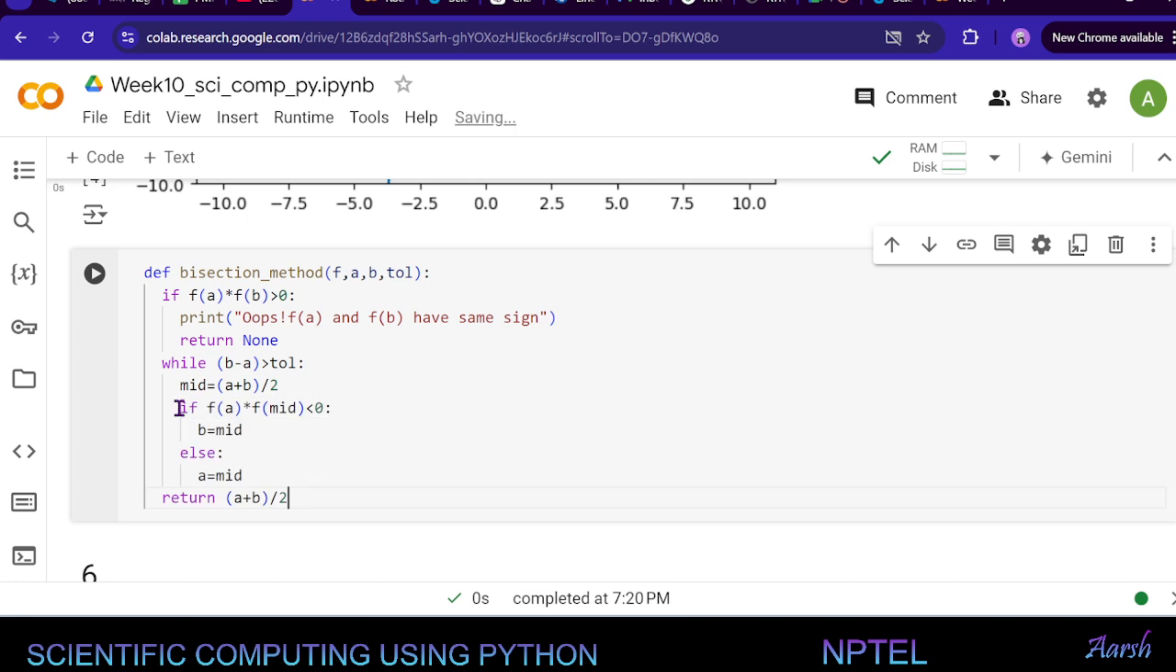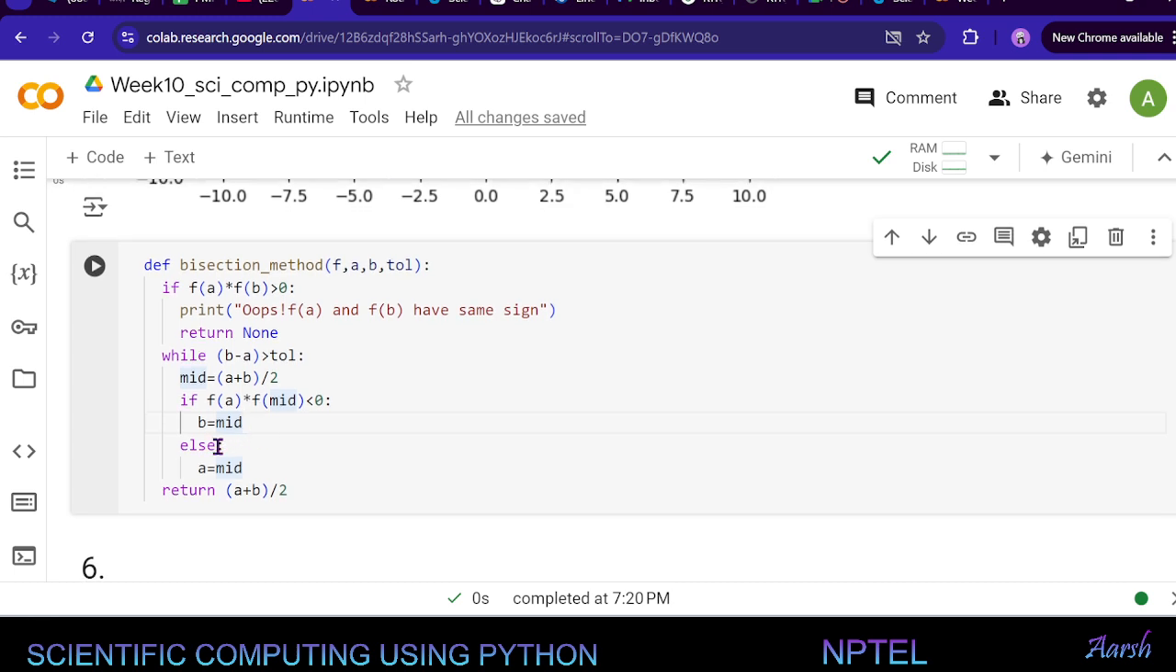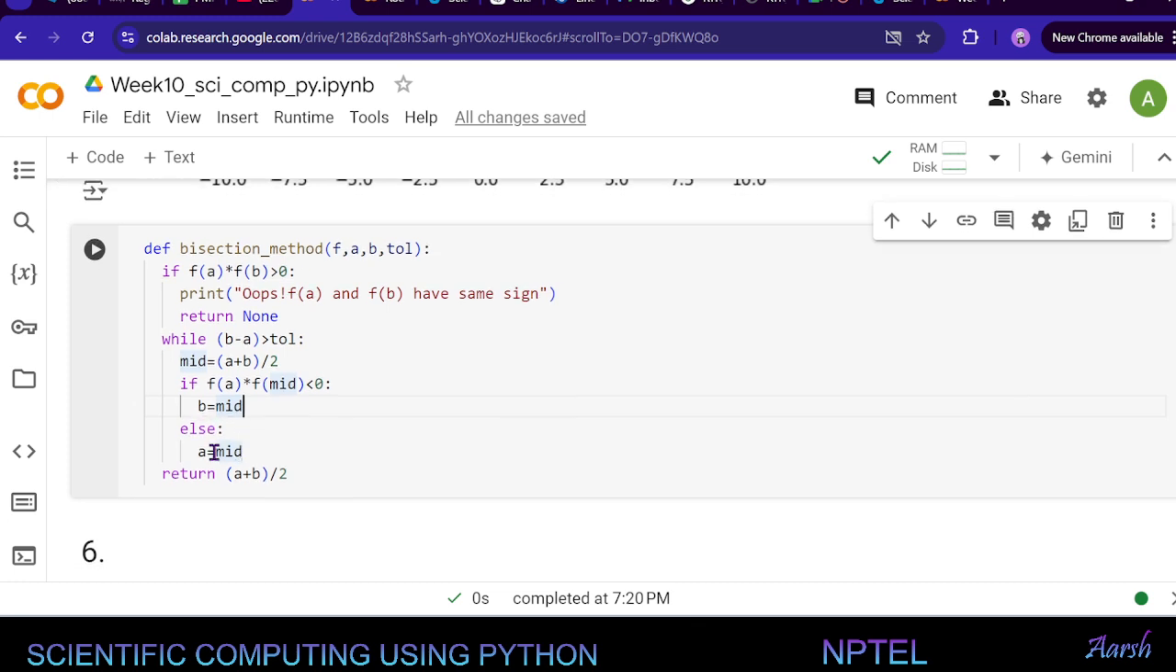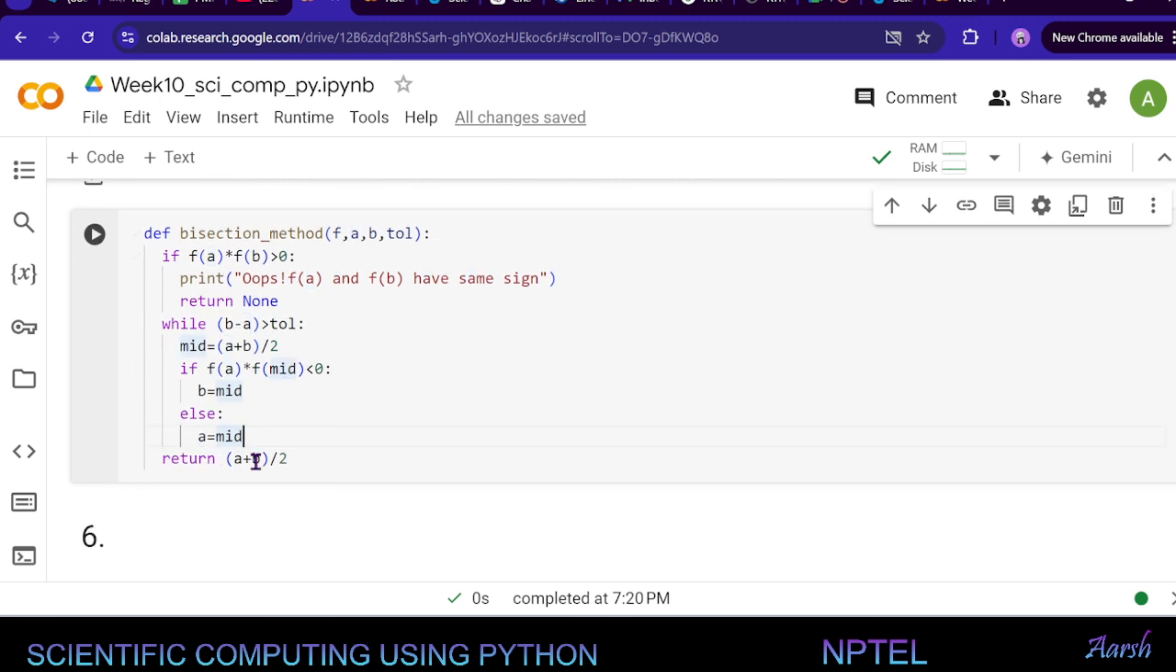Now we have to check which region the mid belongs to. So we first compute f of a times f of mid. If this is less than 0, then what it means is that mid is to the right and a is to the left. So we have to take a and mid as the next interval. So we change b to this mid value. And if that does not happen, then the 0 is on the right of the mid. So the right point, which is b, stays as it is, and the left point a becomes the midpoint. Okay, and then we return a plus b by 2.